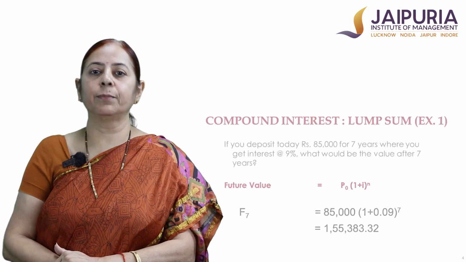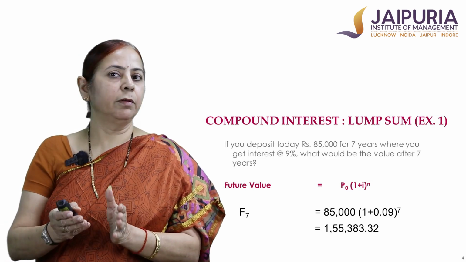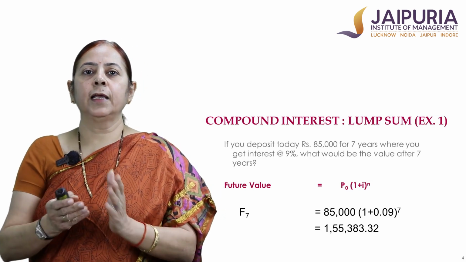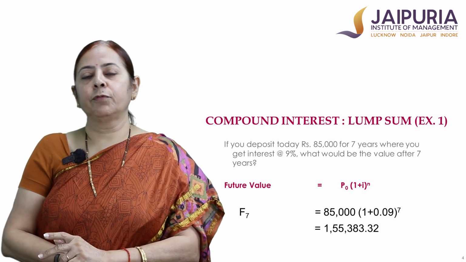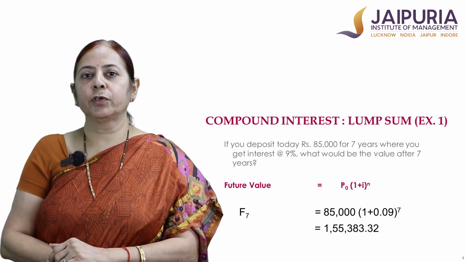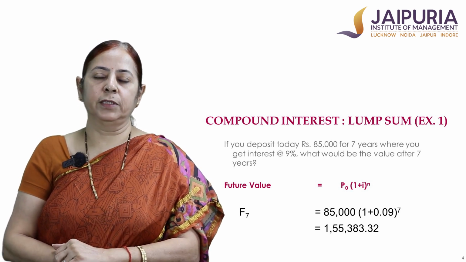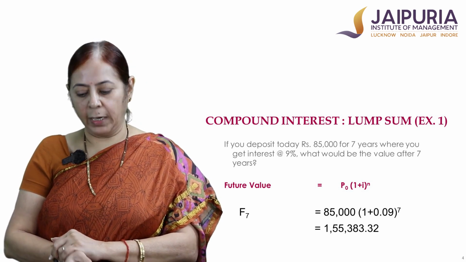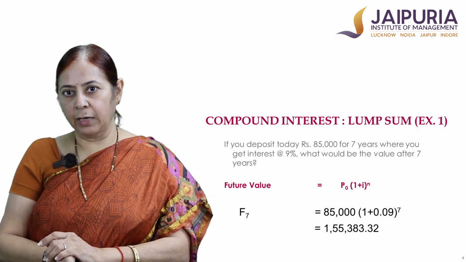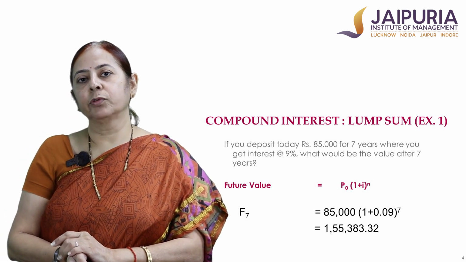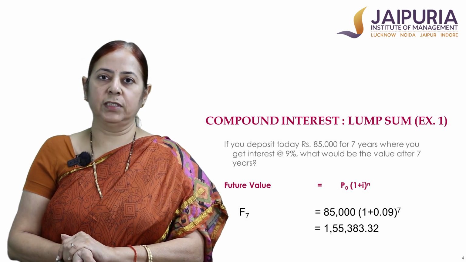When we talk about value of money, there are two ways. First, we calculate the value of money which is lump sum. That means I deposit money in one go. So if you can see here, the example says that if you deposit 85,000 rupees for 7 years and you can earn an interest of 9%, what would be the value of that amount? That would be 1,55,383 as you can see here.